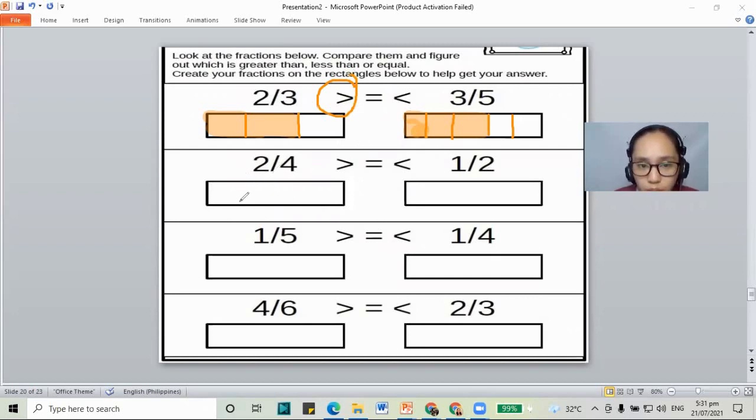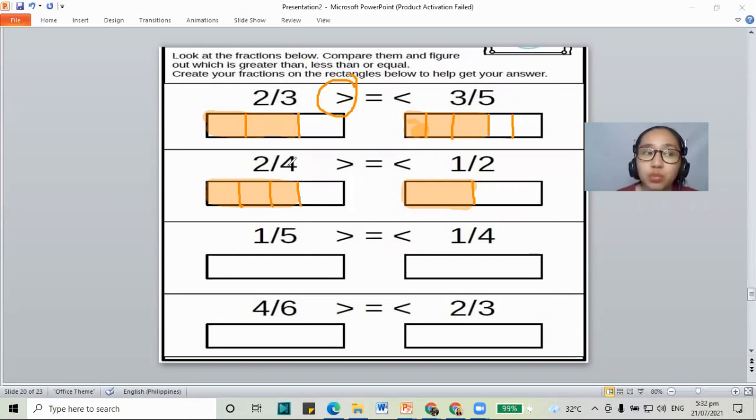You have 2/4 and 1/2. Let's color the parts of our fractions. Let's check. Remember, when we have our fractions, we also need to make it into the simplest form. 2/4 can still be divided. You will need to look for a number that can divide 2 and 4. They have the same number.